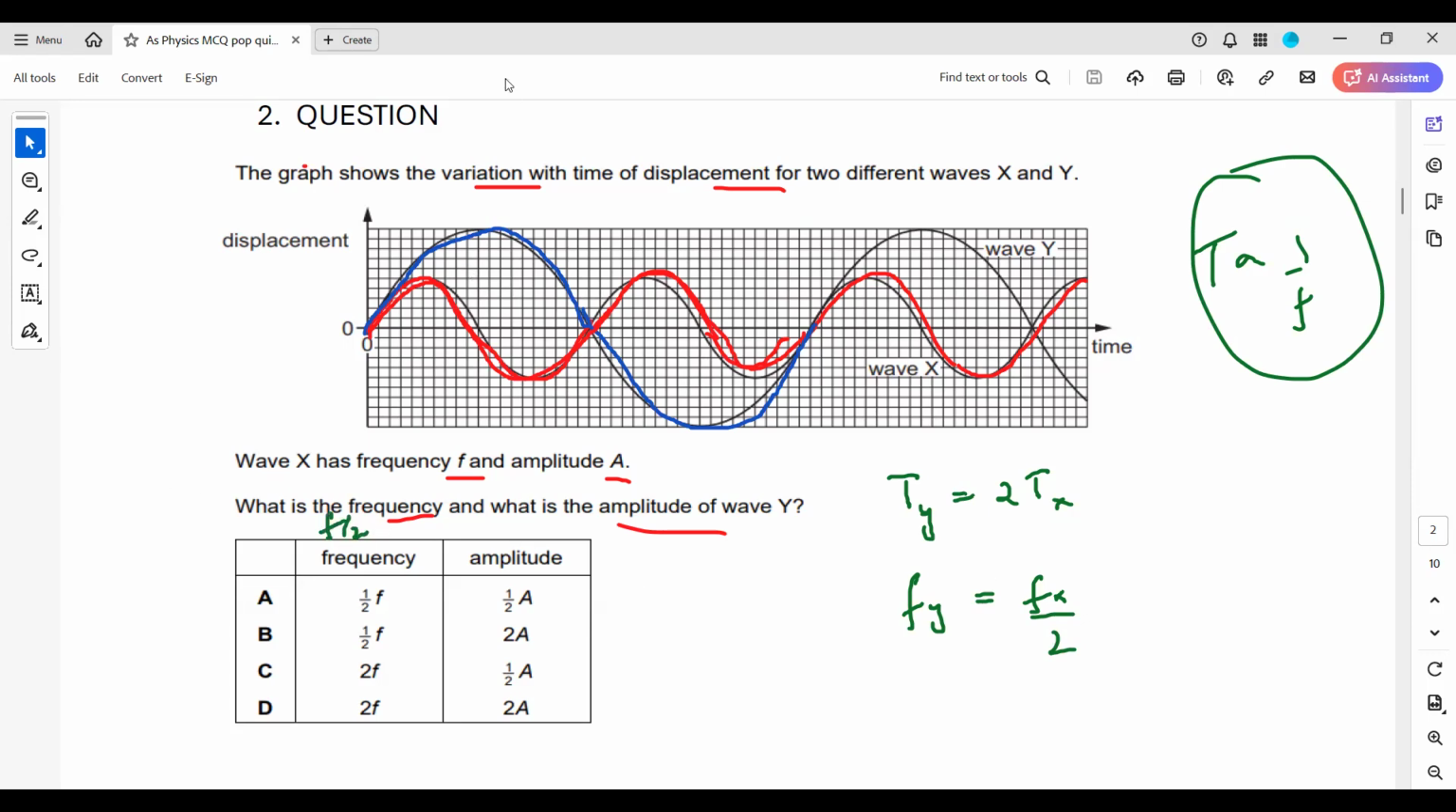What about the amplitude? Amplitude is a comparison of the height. When you compare how many boxes it covers, there are 5 boxes. And when you measure the amplitude of this one, it's 10 boxes. So what does this indicate? It indicates that the amplitude of y is twice the amplitude of x. So the amplitude is twice where the frequency is half, because the time period was double. When we compare these, it matches with option B. So B will be the right answer for this.